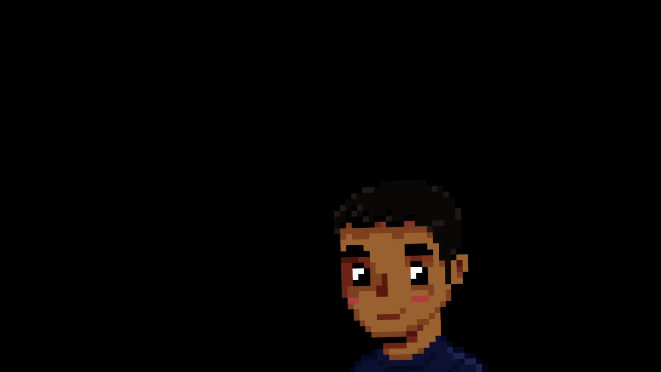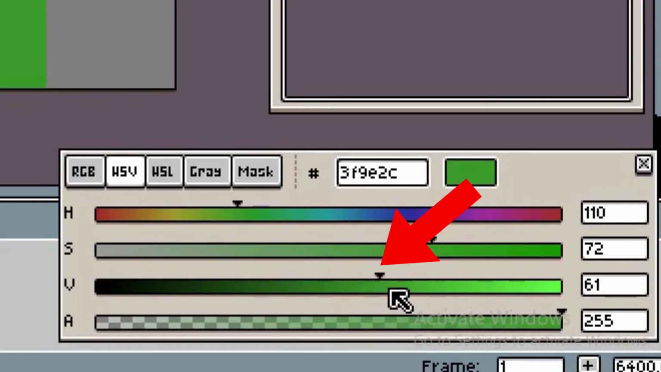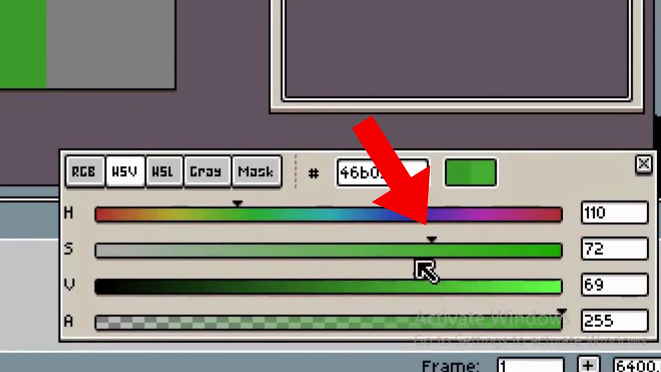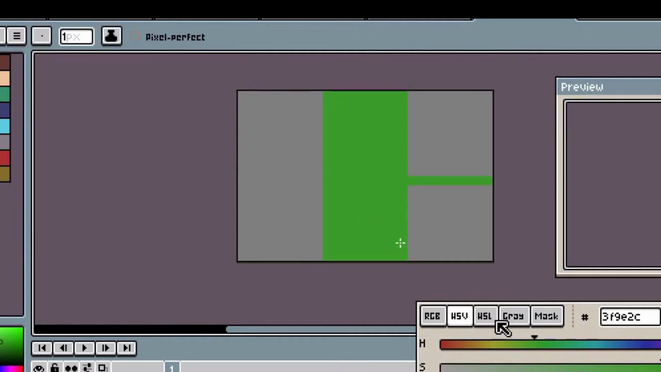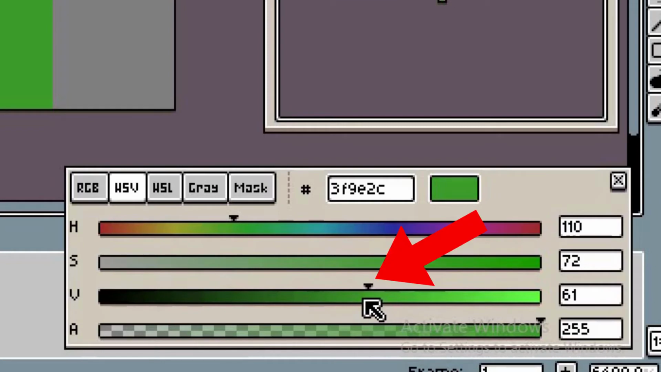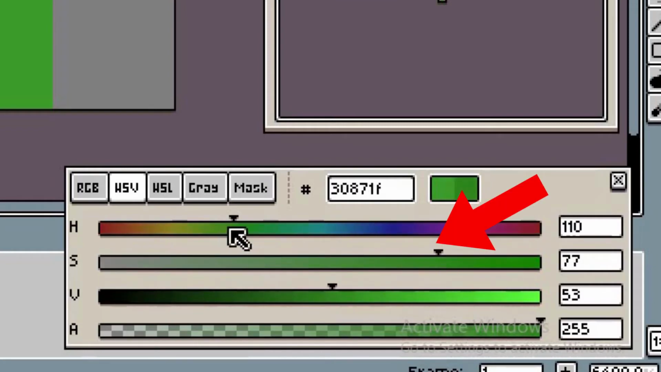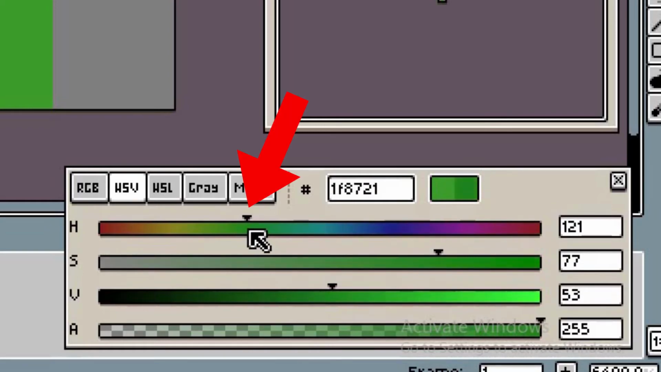This is wrong. When finding a highlight, you're supposed to increase the brightness, aka the value. You also decrease the saturation and you move the color closer to yellow, giving it a hot look. And when finding a shadow, you decrease the value, aka the brightness, while also increasing the saturation and moving the color closer to blue, which gives it a cool look. This color palette is way better than this one.